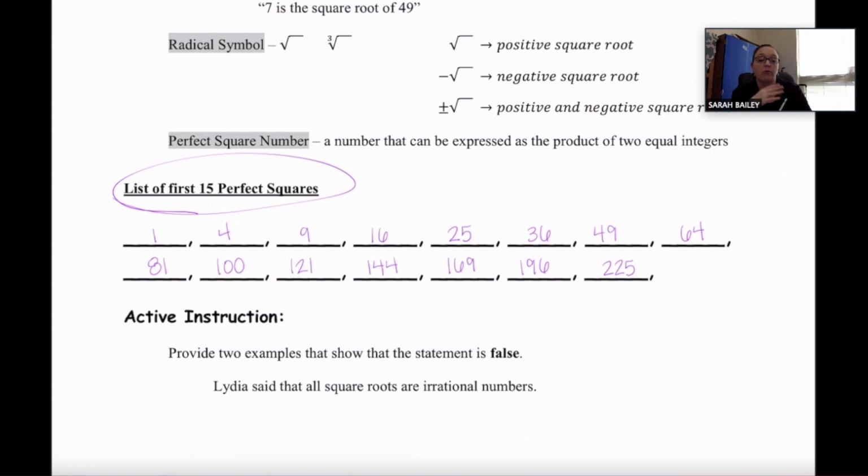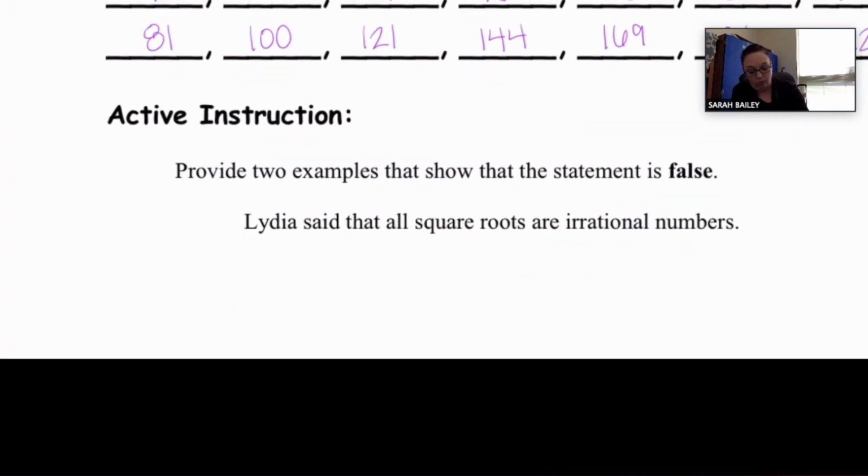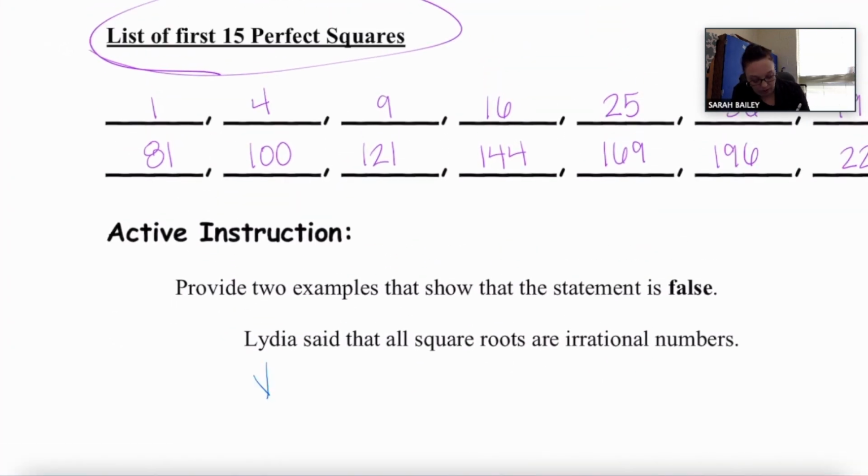She says all square roots are irrational. Well, we could say, what about the square root of 4? That is not irrational because the square root of 4 is 2. 2 is a terminating decimal. It ended. It's the same as 2.0. So that's false. We could also say the square root of, say, 169. That's equal to 13. So all square roots are not irrational numbers.